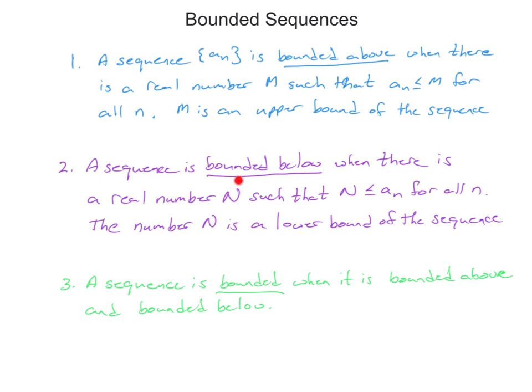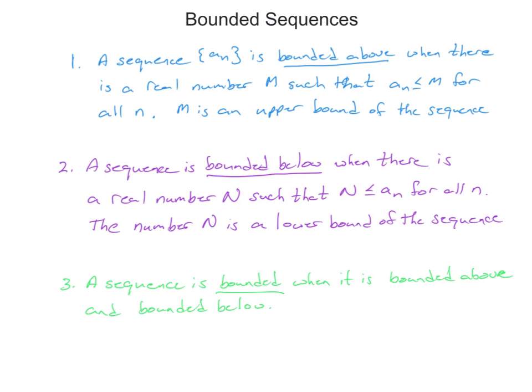A sequence is bounded below when there is a real number capital N such that capital N is less than or equal to a sub n for all values of little n. And that number N is called the lower bound of the sequence.